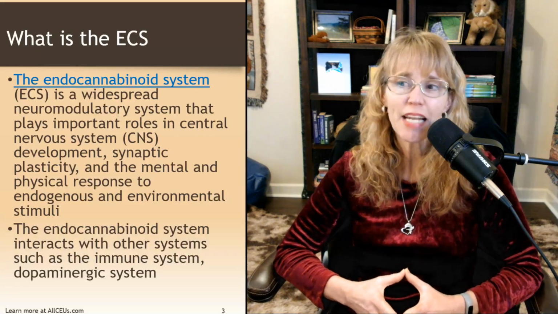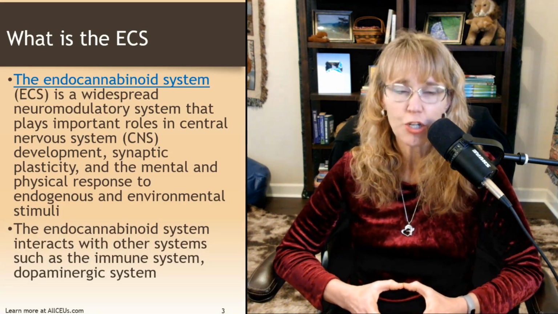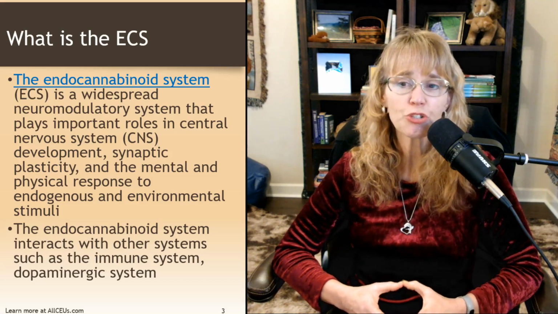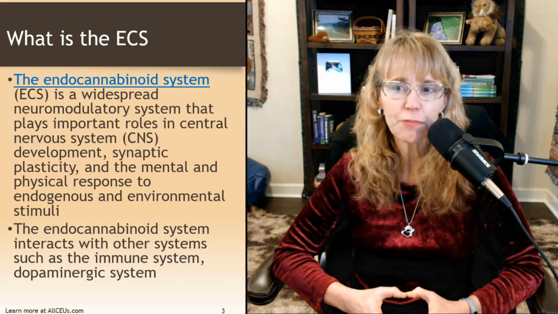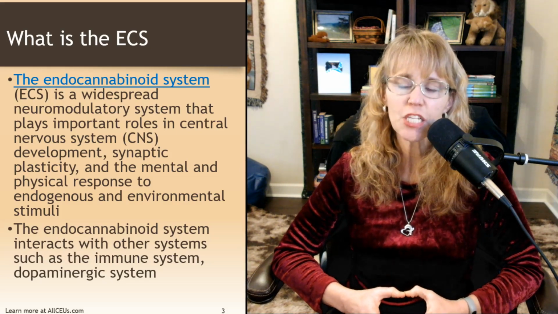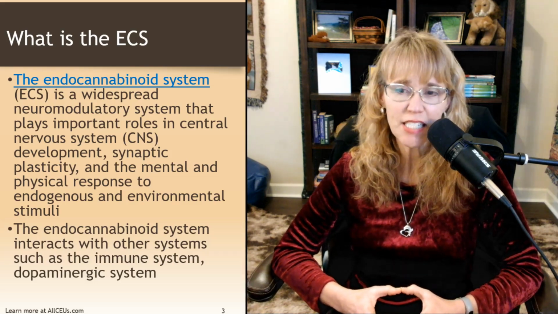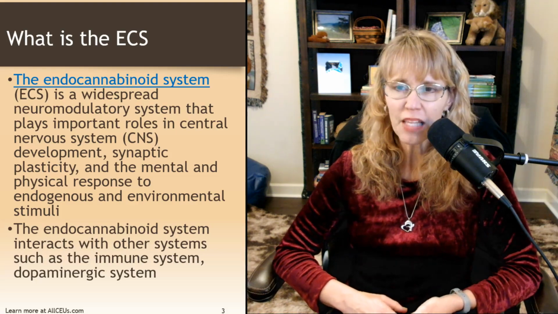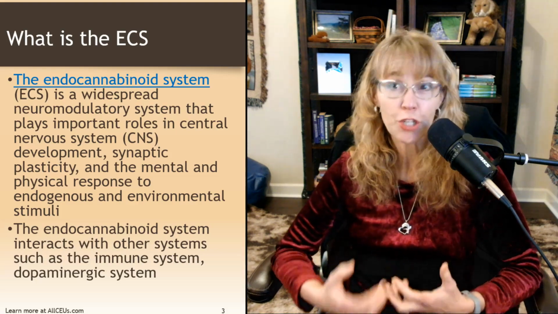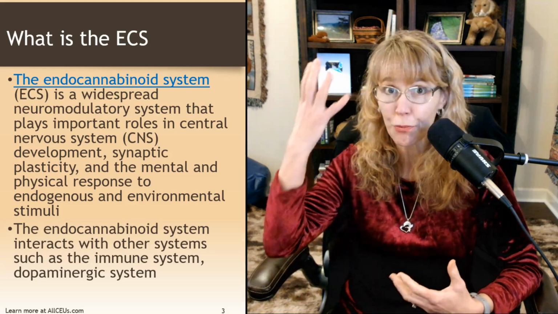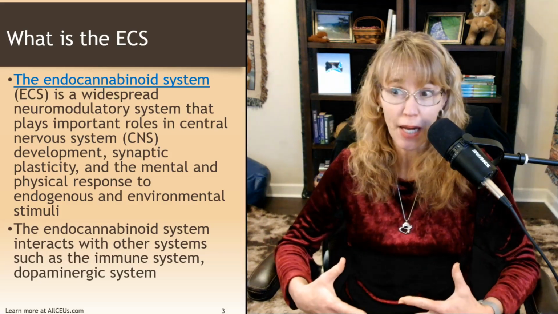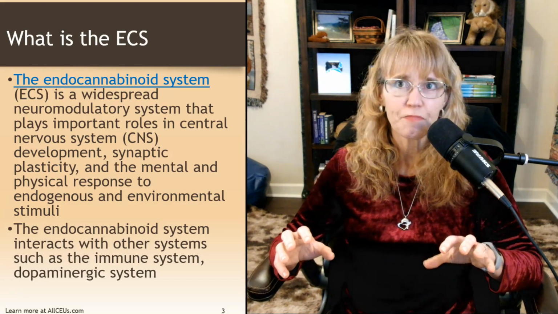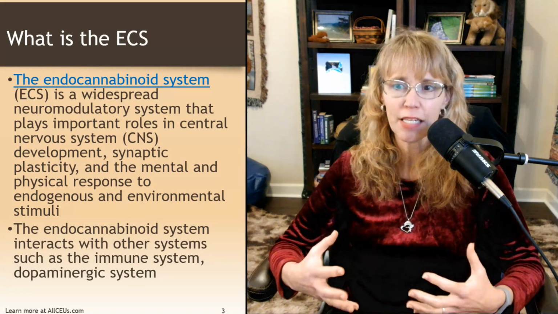The endocannabinoid system is a widespread neuromodulatory system that plays an important role in central nervous system development, synaptic plasticity, and the mental and physical responses to endogenous and environmental stimuli. So let's unpack that really quick. It's a widespread part of your nervous system. These receptors are found in your brain, in your immune system, throughout your body. So they're all around inside of you, picking up signals.